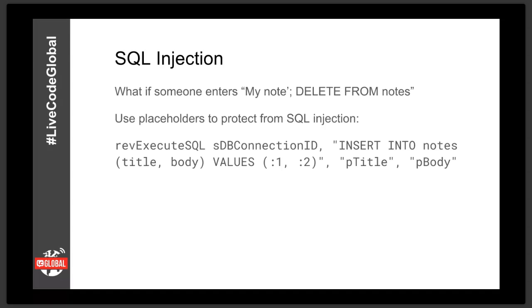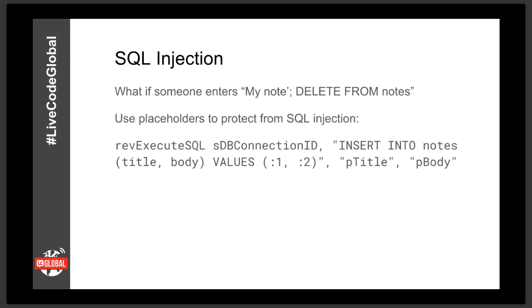And the best way to do that is to use placeholders. This is an example of it here, exactly the same way, RevXQ SQL, but this time instead of putting p title and p body directly into the query, we use :1 and :2. Those are known as placeholders, and that means that the SQLite driver will replace :1 with p title and :2 with p body. And what it will do is it will appropriately escape any nasty characters.